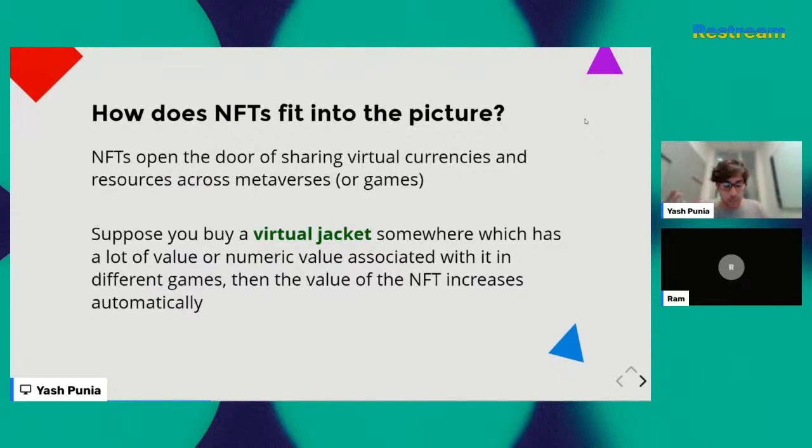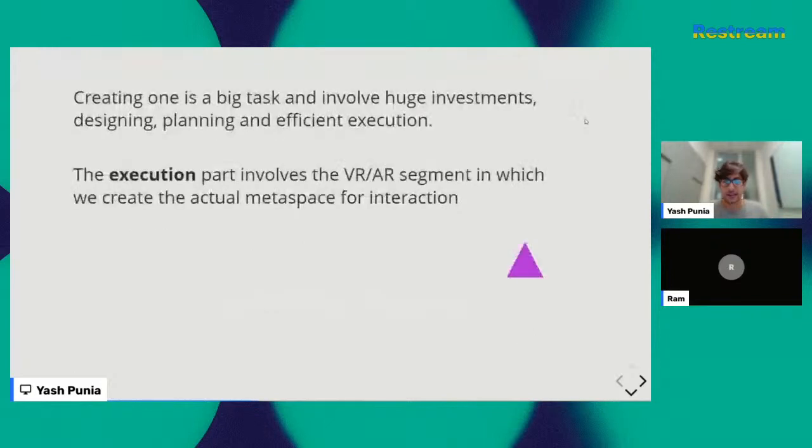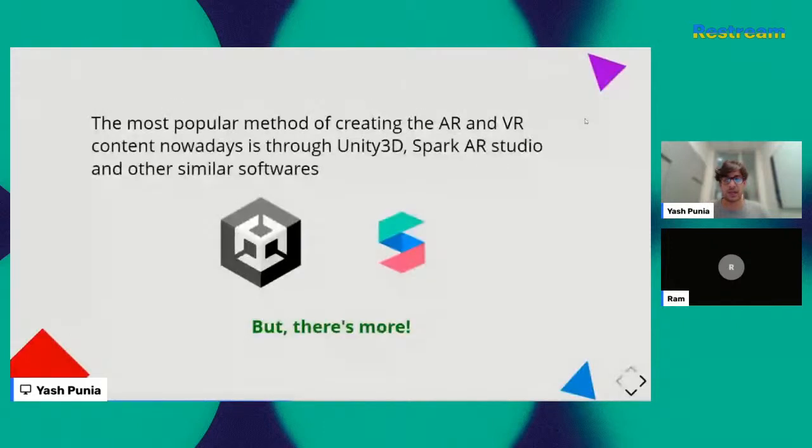But how do we create all of this that I've just talked about? Creating a metaverse is a very huge task. It involves a lot of strategies, and definitely a business model, marketing, and everything. But the core part is the execution. How do we execute the creation part? That involves the VR AR segment in which we can create AR or VR content. There's a lot of stuff we use to create AR VR content, like Unity 3D and Spark AR Studio. They're kind of famous software in the market, but there's more now.